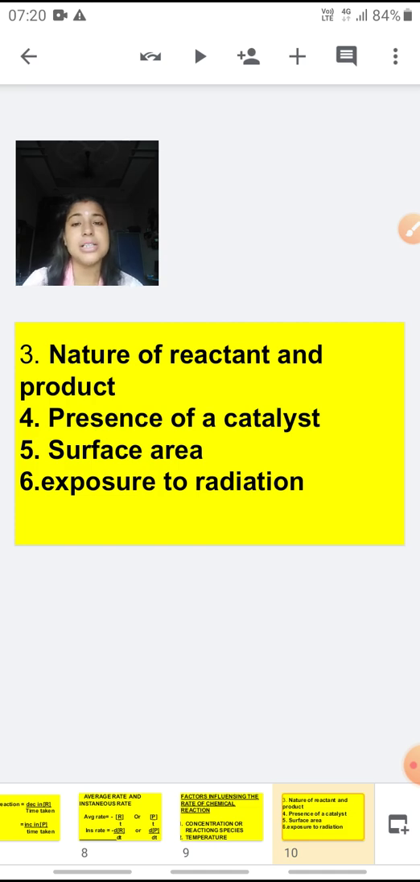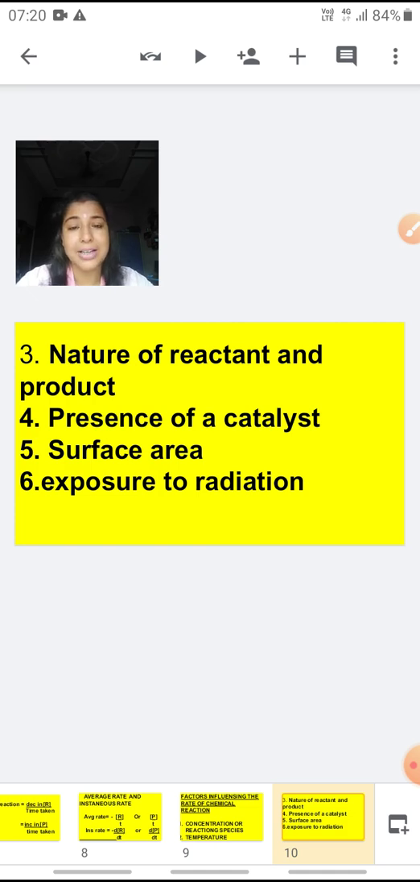Now the fifth factor is surface area. Surface area means how much surface is there between the two reactants. Suppose this is one of the reactants, this is the other reactant. If more surface area is there, more number of molecules will react together. If less surface area is there in contact, less number of reactant molecules will react together. So the reaction will be slower. So higher the surface area, higher will be the rate of chemical reaction.